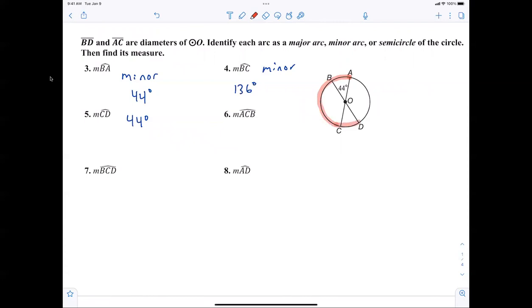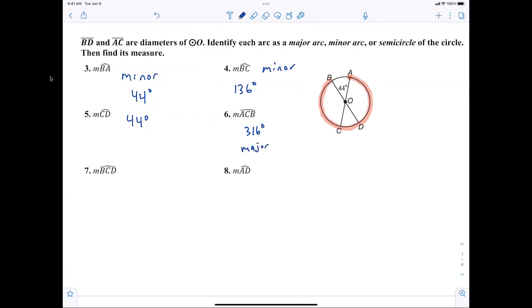Oh, I'm sorry, ACB. I can't read. A, C, B. So that's everything but what? Everything but 44, right? So we can say 360 minus 40 is 320 minus 4, 316. And of course, we would put down there that's major.